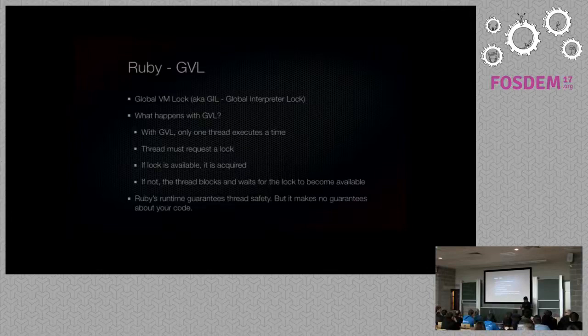So what is GVL? GVL is the lock. So what happens with GVL? With GVL, only one thread executes at a time. A thread must request the lock. If the lock is available, it is acquired. If not, the thread blocks and waits for the lock to become available. Ruby's runtime guarantees thread safety, but it makes no guarantees about your code.